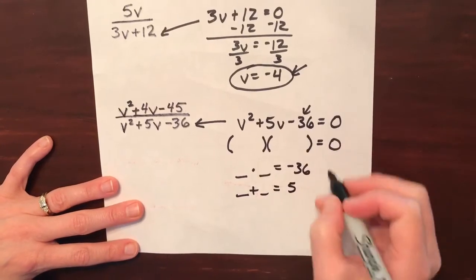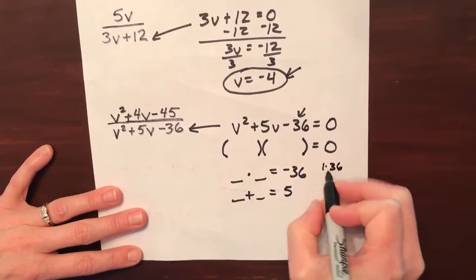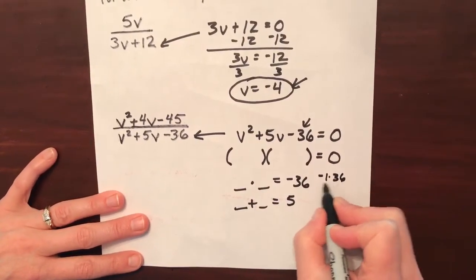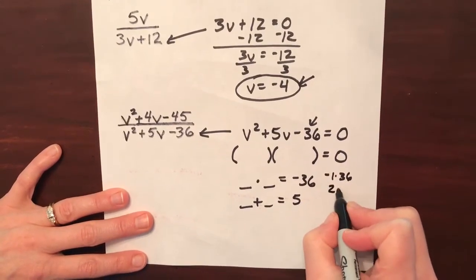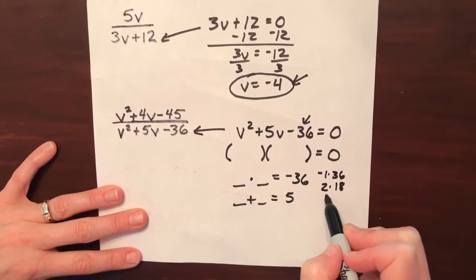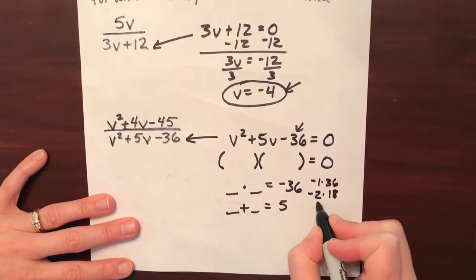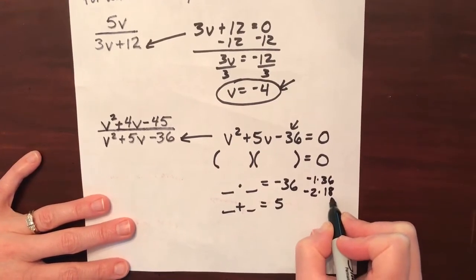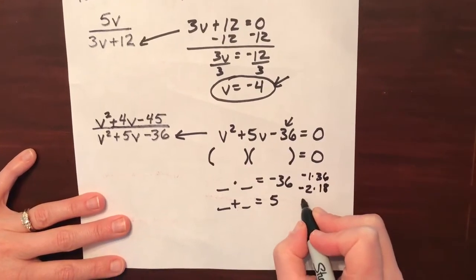So let's try, if I did 1 times 36, I would put a negative on the 1. If I added those together, that'd be 35. So that's not going to work. How about 2 times 18? Let's see. I want the smaller one to be negative so that I end up with a positive in the middle. So if I added negative 2 and 18, that would be 16. That's still too big.